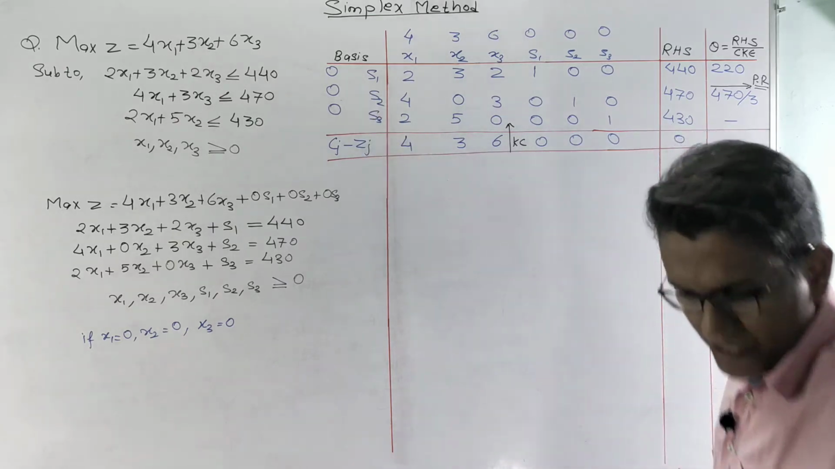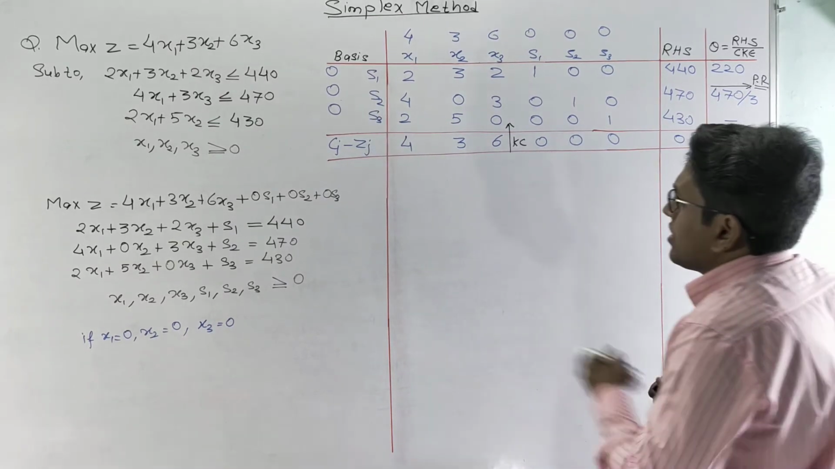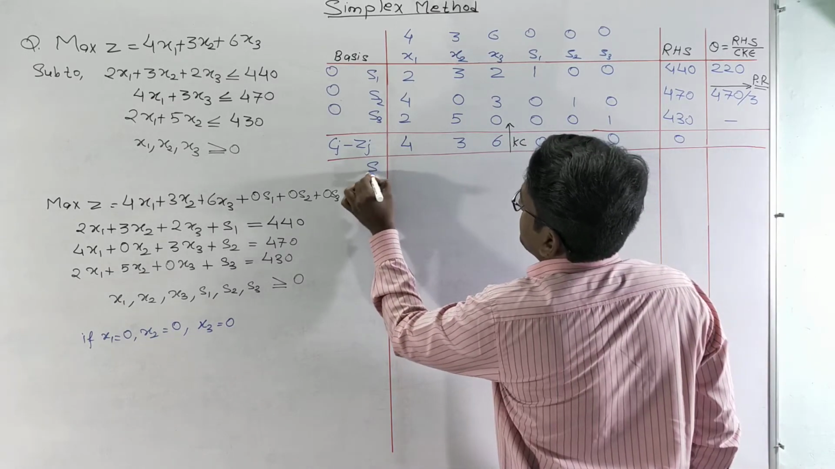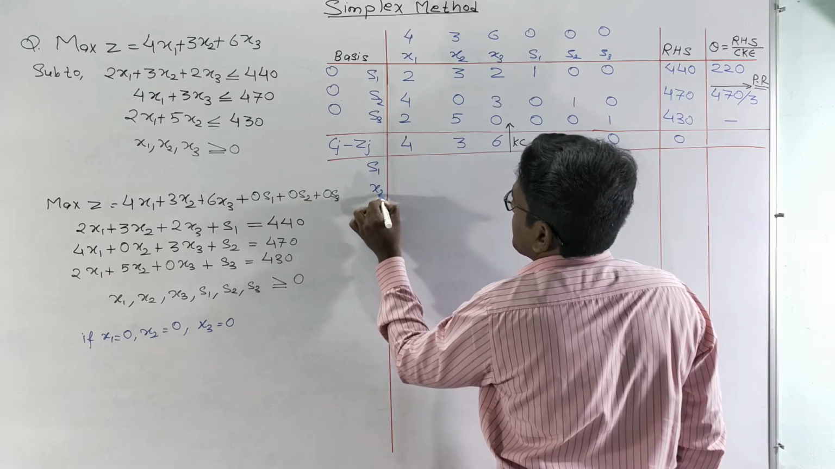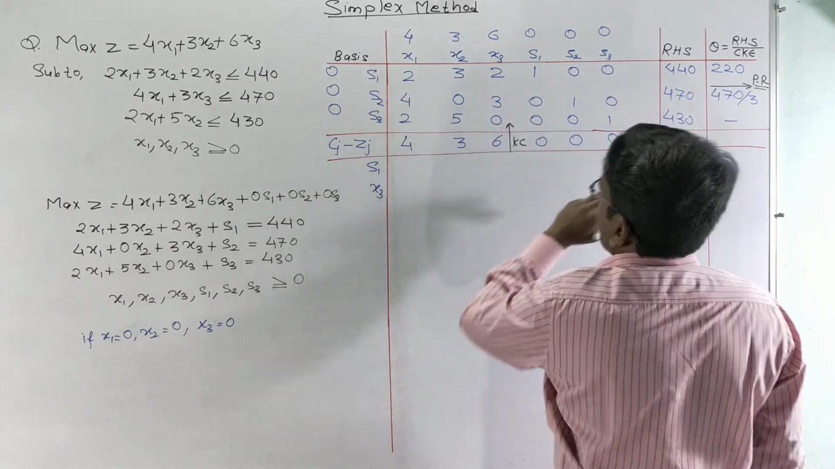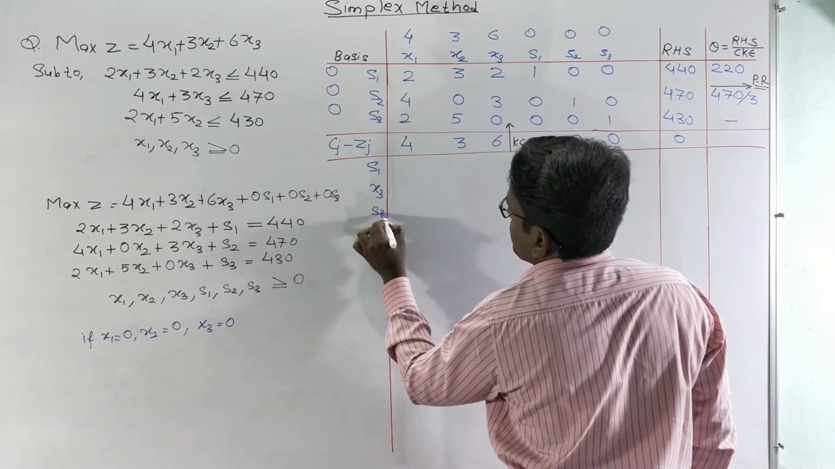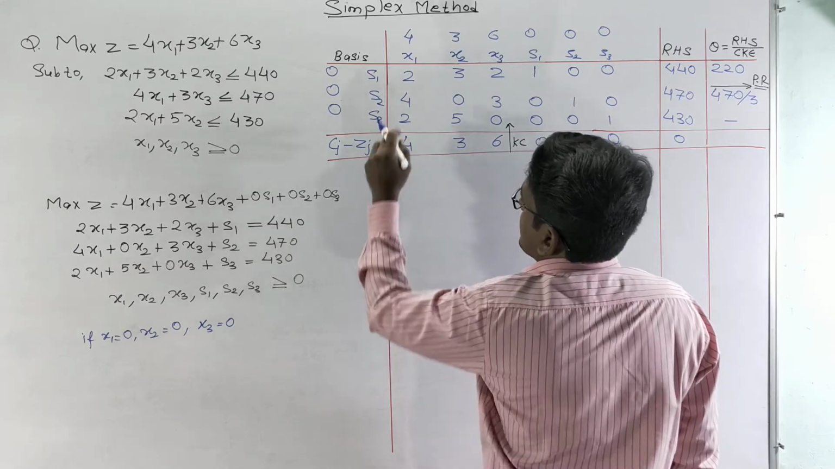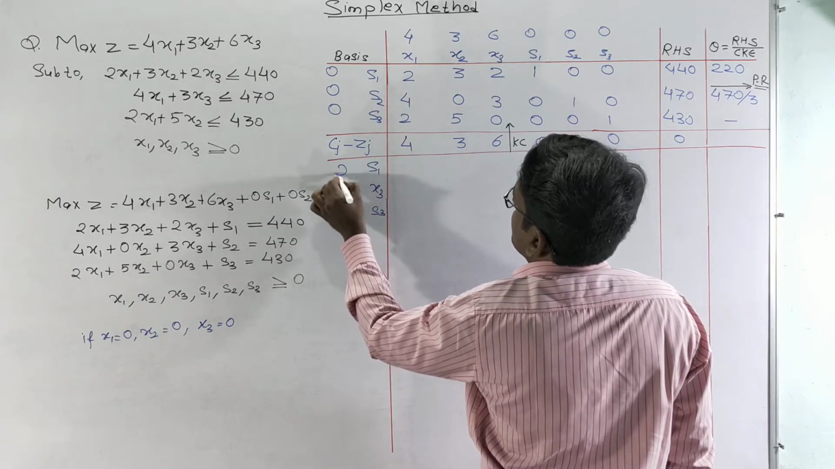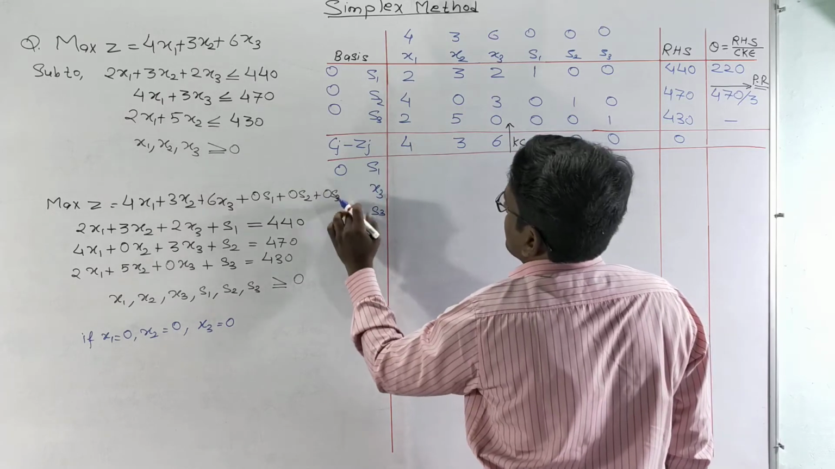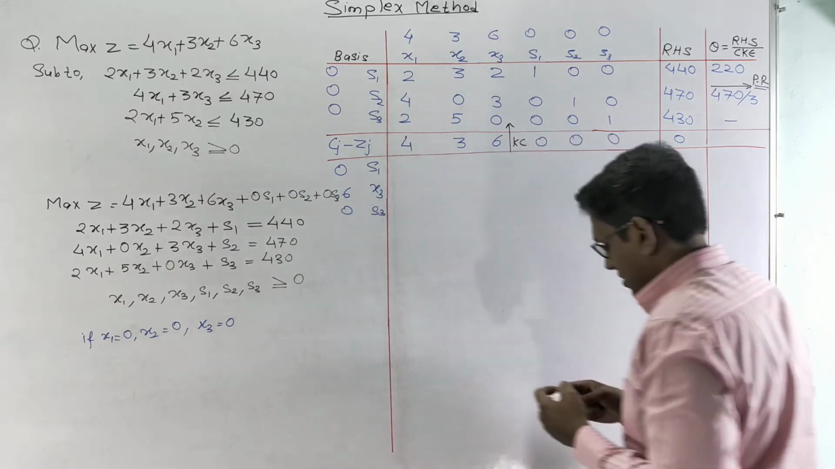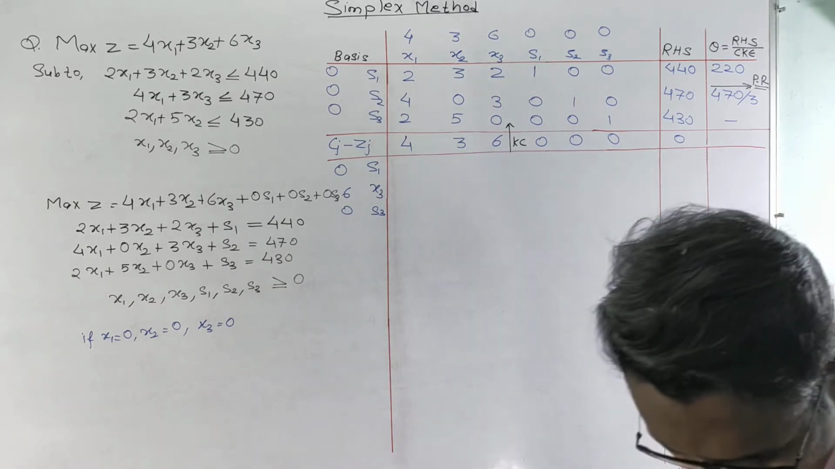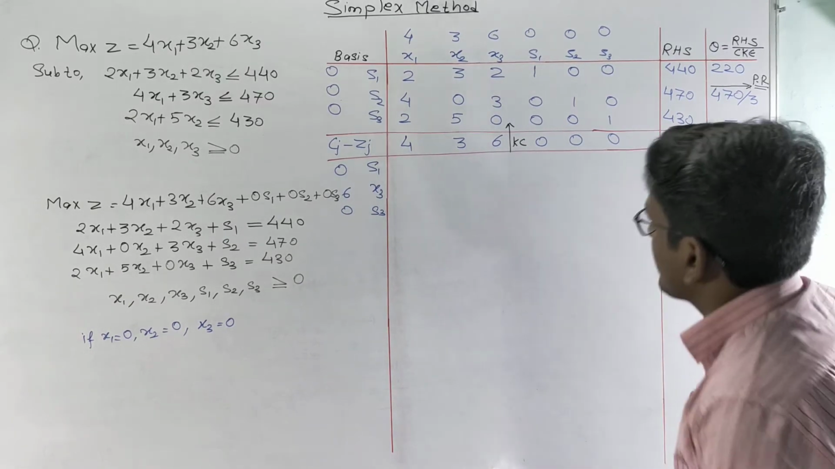So now we can be sure that variable x3 will replace variable s2. So now in the new matrix we have the value of s1, then the value of x3 and the value of s3. Okay, and their objective function coefficients are 0, x3 is 6 and s3 is 0. Clear?